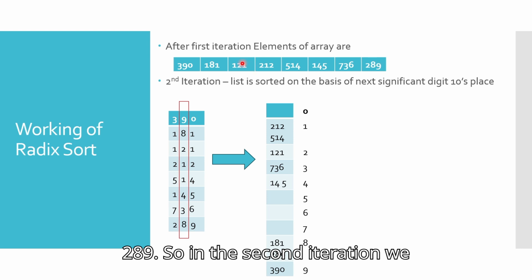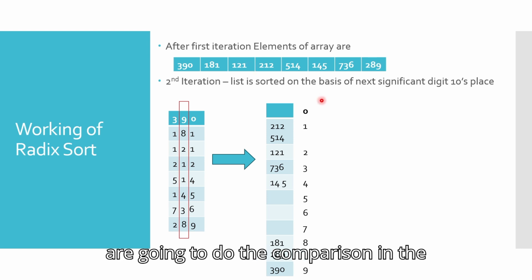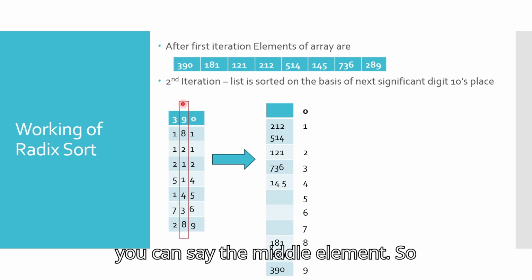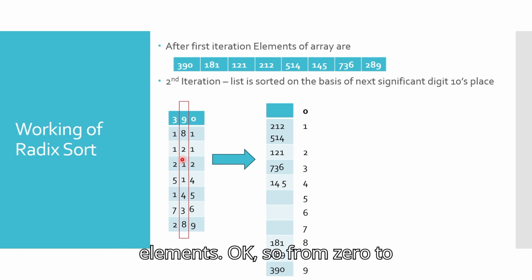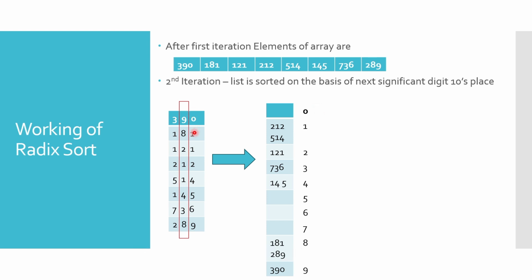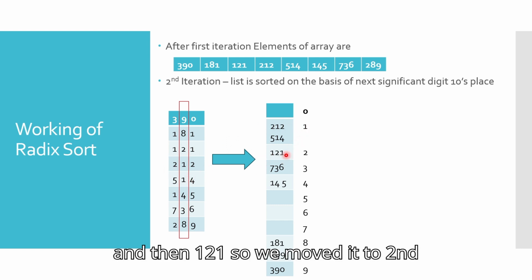In the second iteration we are going to do the comparison on the 10th position, the middle digit. So now we are going to sort on the middle digits, from 0 to 9. There is no number with 0, and for 1 it is 212 and 514. Those 2 elements we kept in the first position, and then 121 we moved to the second position.